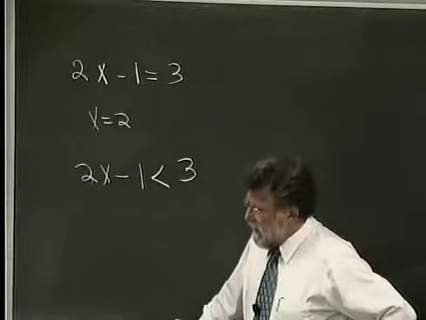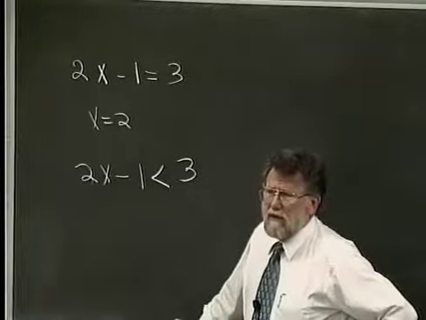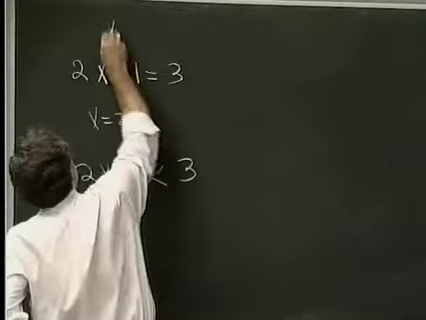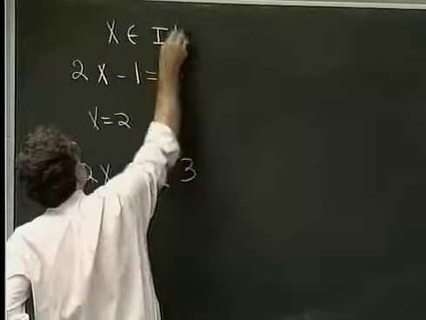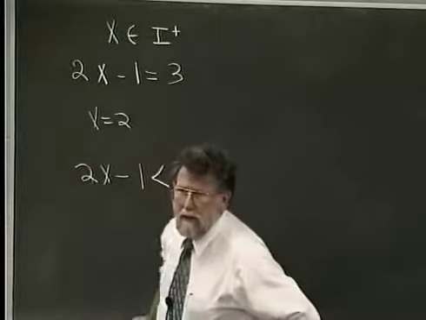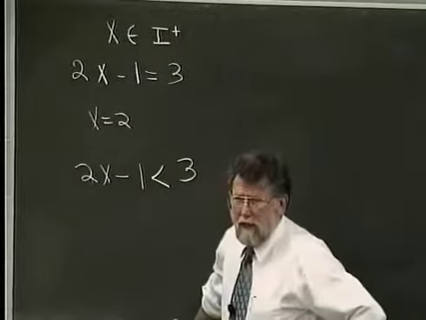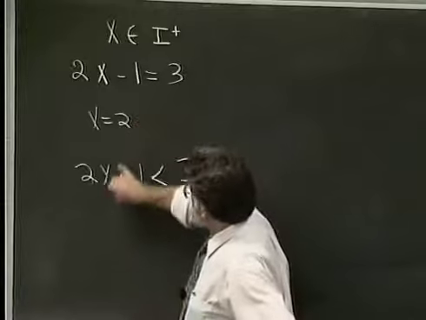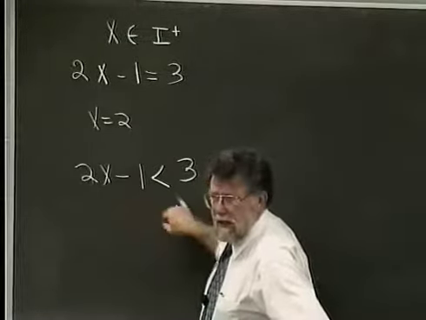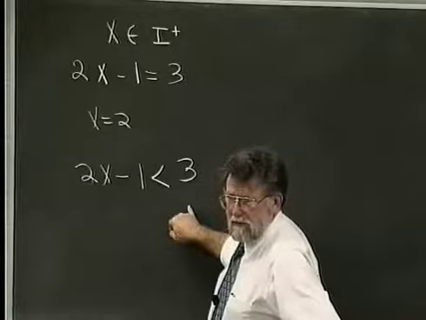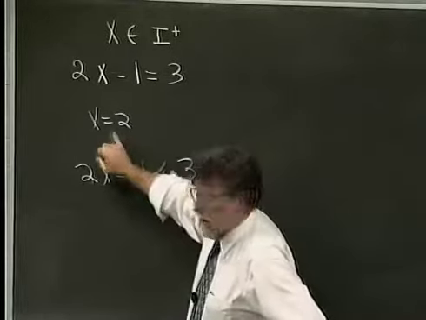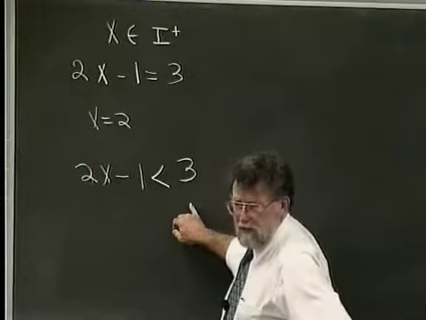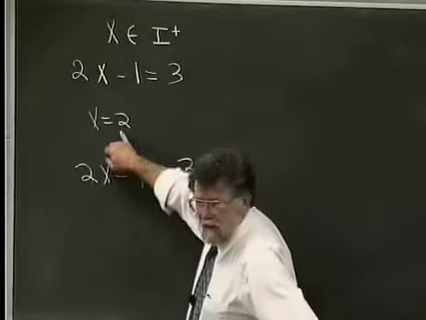Now, if I maintain that I want my values for x to be counting numbers, remember the argument here, and I'll just put this at the top, x was going to be a positive integer. That's a nice way of saying a counting number. Then what values will work here? Well, if I put 2 into this problem, I get, on the left side, 3. And 3 is not less than 3, so that's not a solution. So when I had x equals 2 here, the left side gave me a 3. The right side is a 3. 3 is not less than 3, so that value is not a solution.